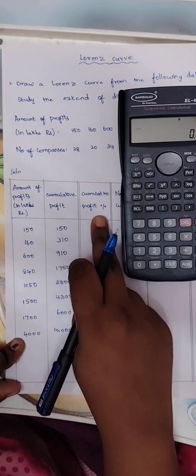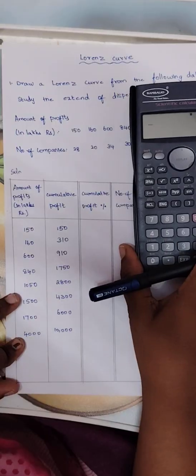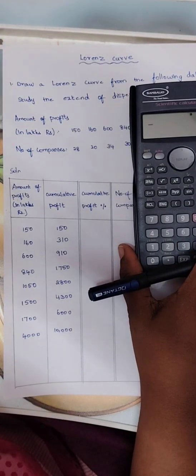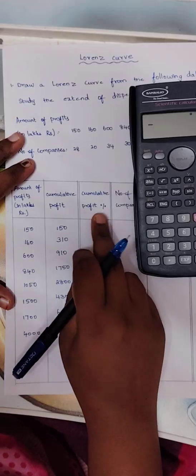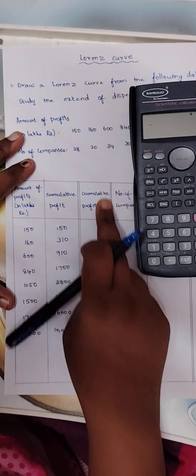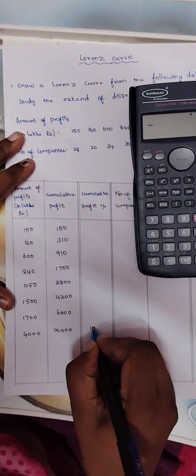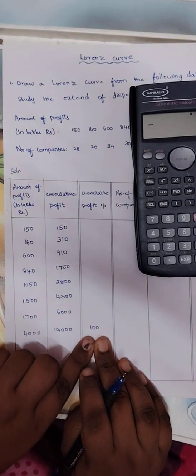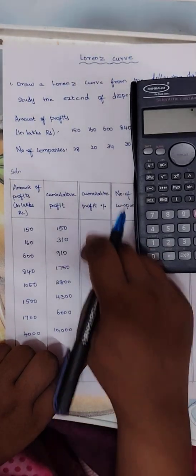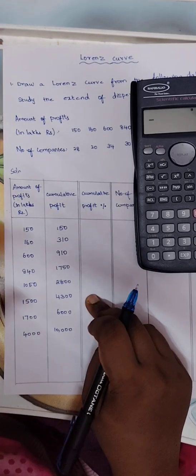Next, I need to find the cumulative percentage of the profit. So the cumulative percentage profit is given in percentage, no. So to write it in percentage, the last term should be equal to 100, okay. The last term should be equal to 100. So how will I find the remaining terms? It is very easy, okay.